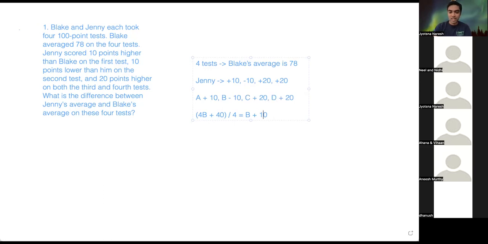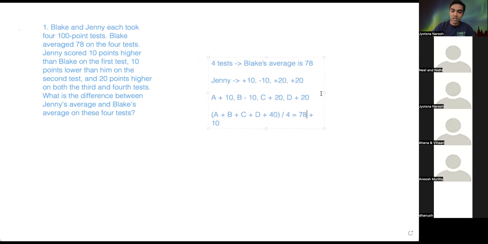And what we'll see here is that it becomes A plus B plus C plus D, plus 40, divided by 4. Now A plus B plus C plus D we know is the sum of Blake's tests. So dividing that by 4 is Blake's average test score, plus 10. So that just becomes 78 plus 10. But either way works here.